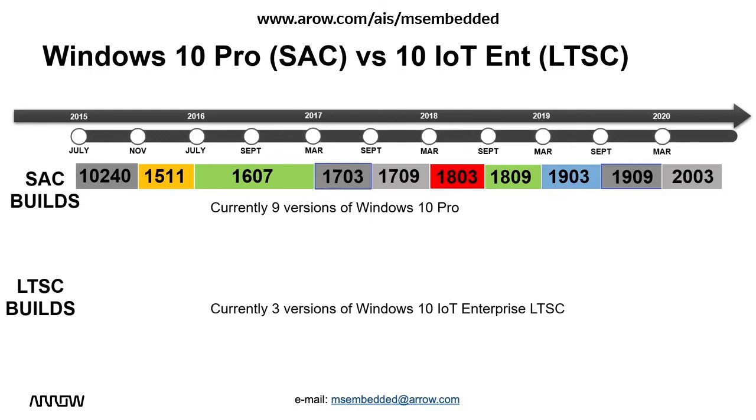And if we do a quick comparison of the builds with SAC versus LTSC, keep in mind, the top numbers here are Windows 10 Pro. There are currently 9 versions of Windows 10 Pro right now. And you have to understand when the support dates start and end for each of those builds. And not only that, you're going to be forced to the newer builds because you can't control that with your device. So when you go to load your device, you're going to have to understand which build you're going to load and how long you have before the support ends on that build.